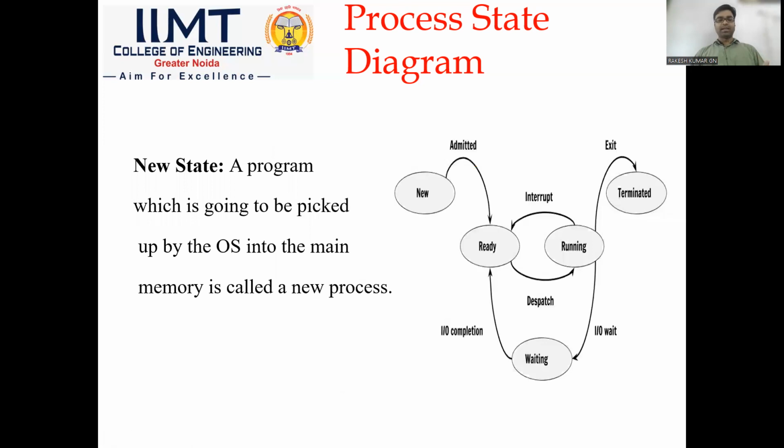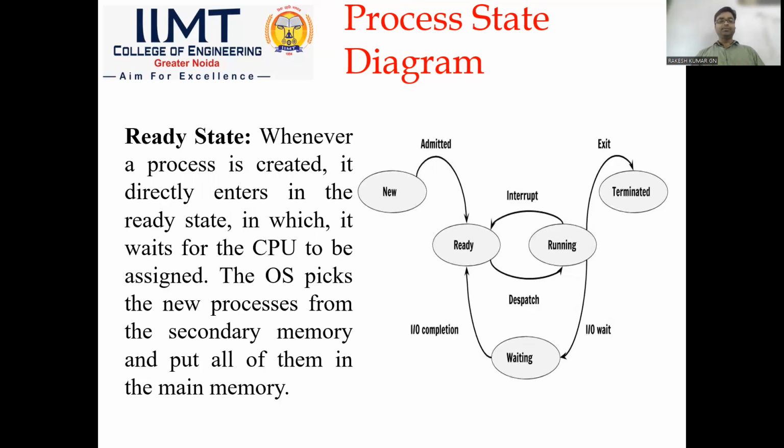A new state means a program which is going to be picked up by the OS from the hard disk, or secondary memory, to the main memory, that is, the ready queue. So after creation of a process, we move it into the RAM from the hard disk, or secondary storage. It's the basic idea of process creation when we want to run a process.